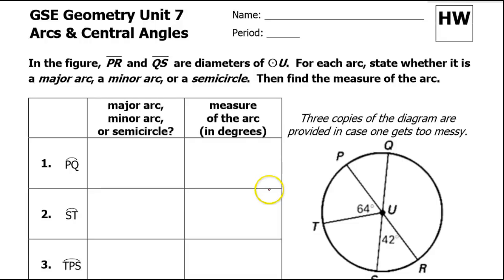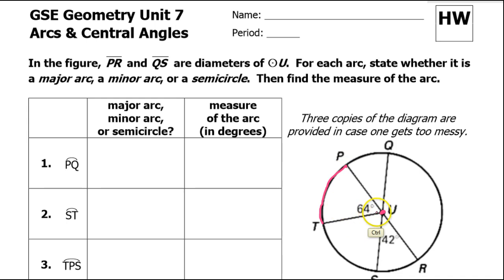This video is about the relationship between central angles and their corresponding arcs. A central angle is an angle whose vertex is at the center. So for example, looking at this 64-degree angle, that is a central angle. And arc TP would be the corresponding, well, the intercepted arc.